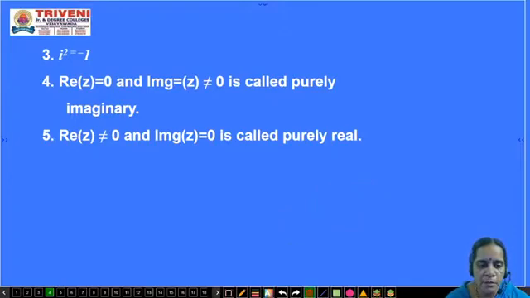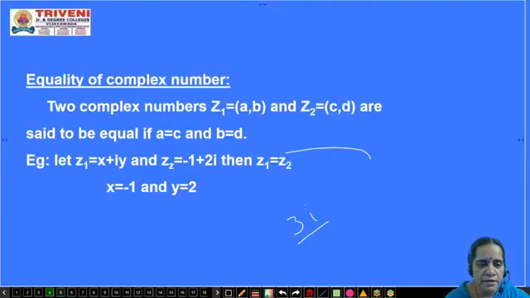A number whose real part is not equal to 0 and whose imaginary part is equal to 0 is called purely real. In this way we identify: imaginary part equal to 0 means purely real, and real part equal to 0 means purely imaginary. Okay, and then we go to equality of complex numbers.